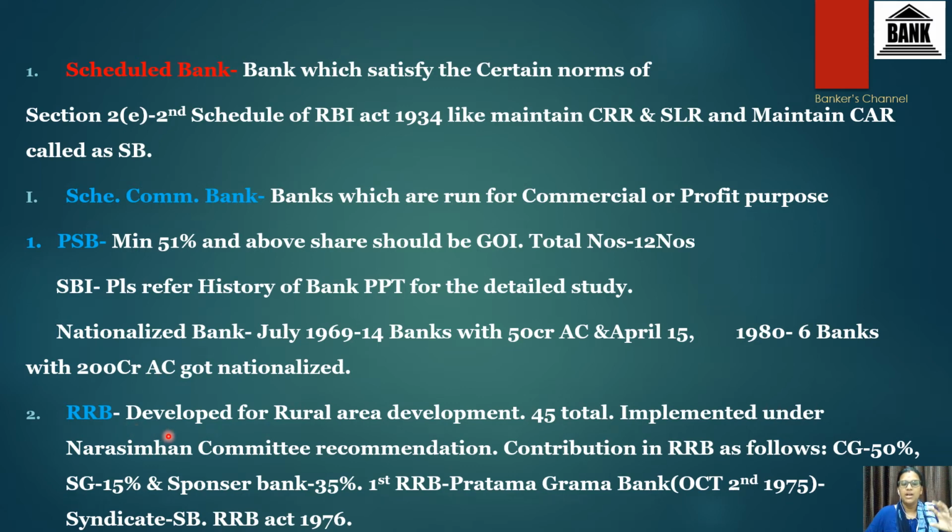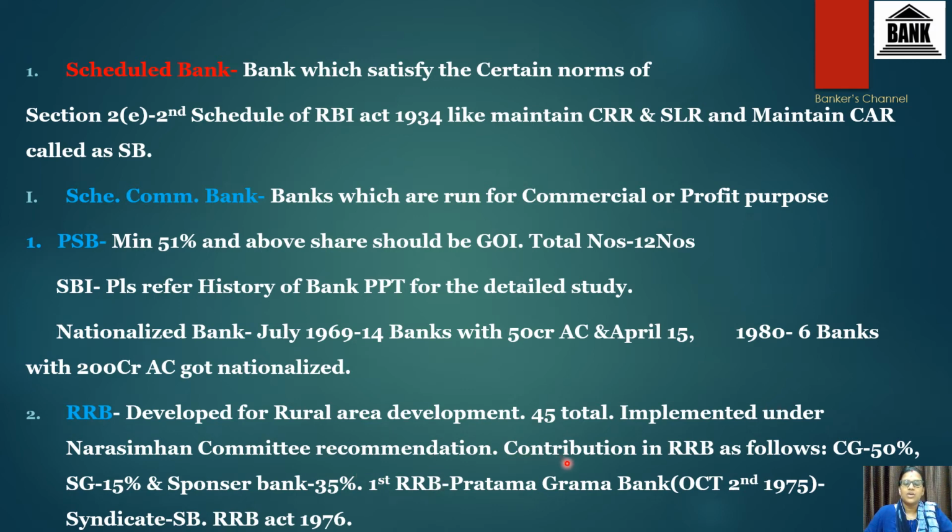For example, if an RRB has been implemented in a rural area, that bank will act to provide loans for development, like the agriculture side and the construction side. The bank will particularly work on rural area development only. Totally we have 45 RRBs as of now in our country, and these RRBs were implemented under the Narasimhan Committee recommendation.